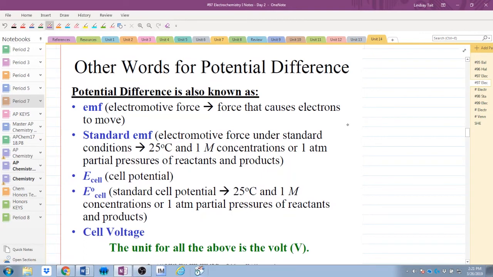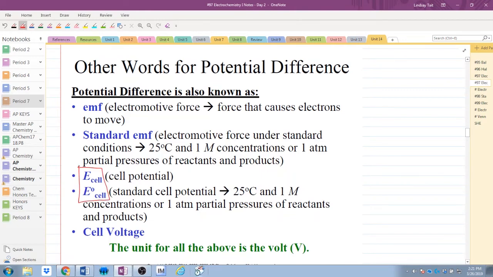It's the force that causes the electrons to move. It's kind of talking about how steep that cliff is. I should say hill, not cliff. If I throw the word standard in front, it just means it's standard conditions. Now, these are the two that we most frequently use. This is what College Board has on their exam.